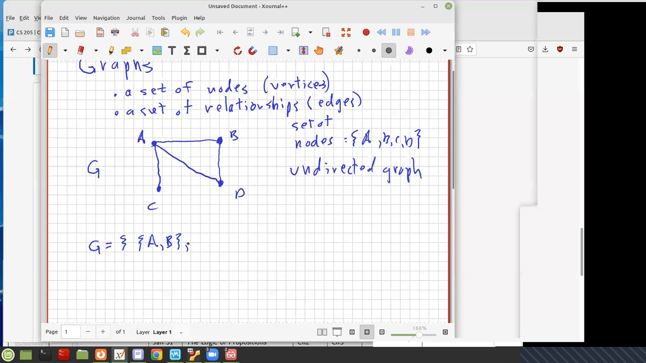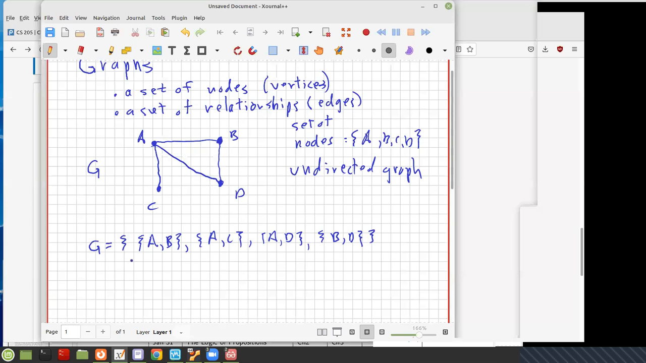Well, so here we have AB, we have AC, because these are sets, the order doesn't matter. AD, we need one more, BD. Okay, well, you could represent a graph by this set form.